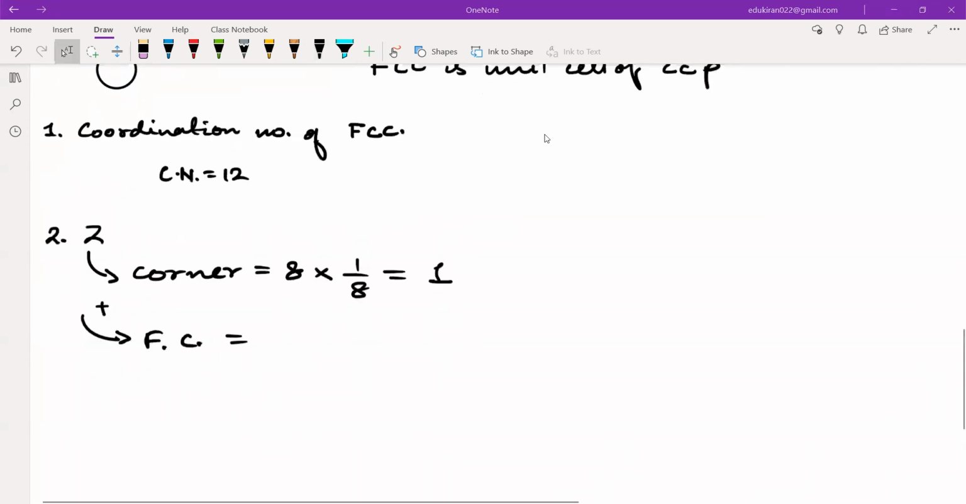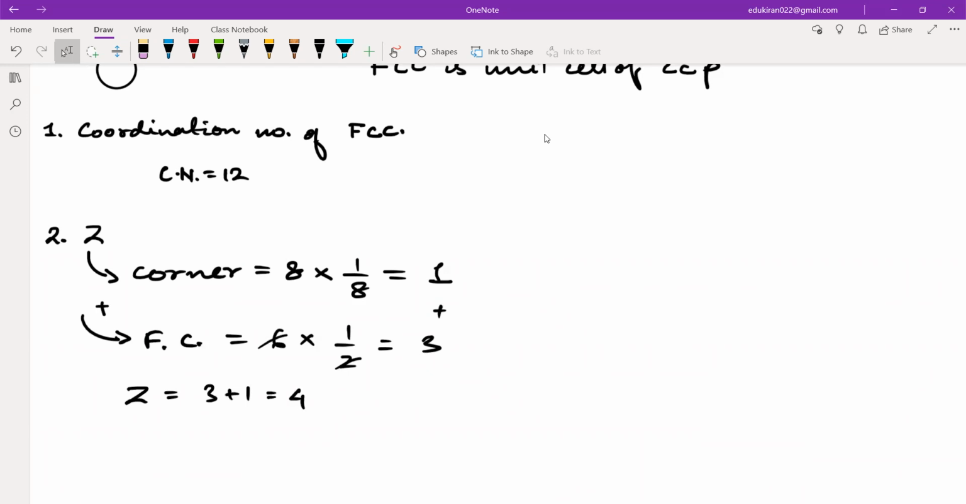We have 6. What is the contribution of each? 1 by 2. 1 by 2. This will give me 3. So Z is equal to 3 plus 1, which is equal to 4.